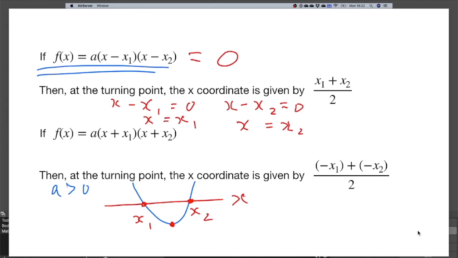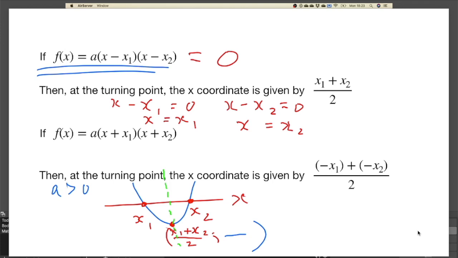So to get the turning point, all you need to do is take x1 and add x2, divide that answer by 2. That will give you the x-coordinate. You can then work out the y-coordinate as soon as you get your x-coordinate. Take note also, the x-coordinate at the turning point will give you the axis of symmetry. So the axis of symmetry is given by x equals x1 plus x2, all divided by 2.